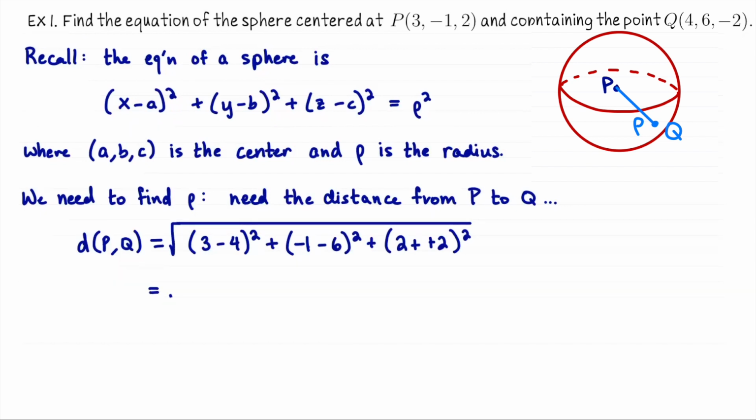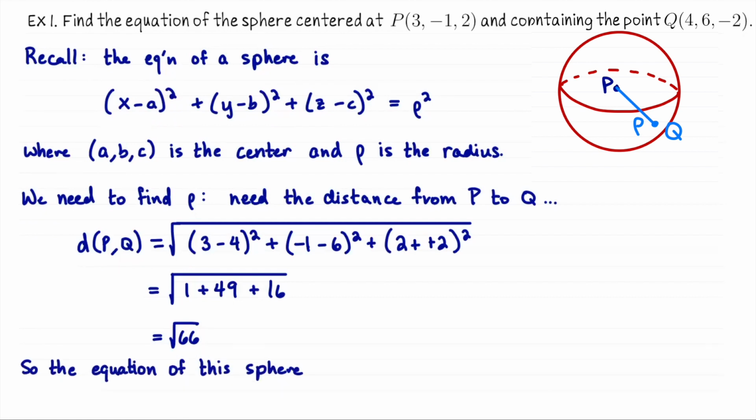So we get the square root of 1 plus 49 plus 16. So that's going to be the square root of 66. So the equation of this sphere is x minus 3 squared plus y minus -1, so I'll write y plus 1 squared, plus z minus 2 squared equals rho squared, so that's going to be equals 66.